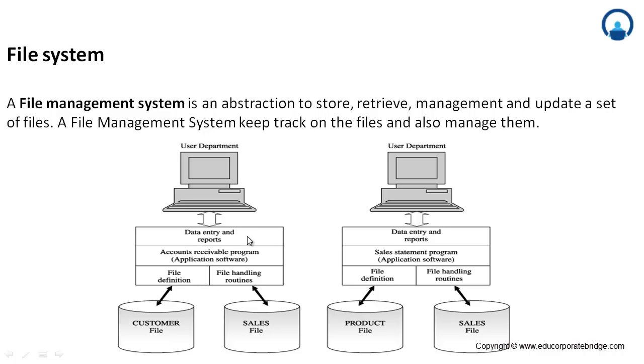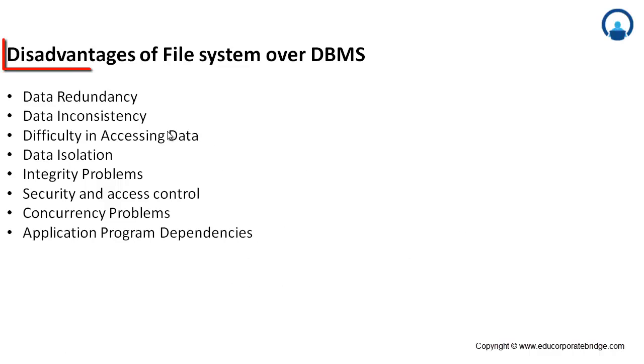Now, we will go through the disadvantages of a file system. Here is the list of the various disadvantages of a file system. The first one is data redundancy. Data redundancy is nothing but a duplication of data at various places.